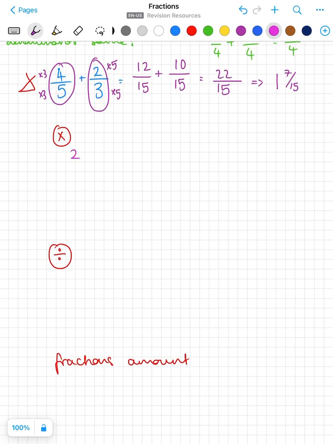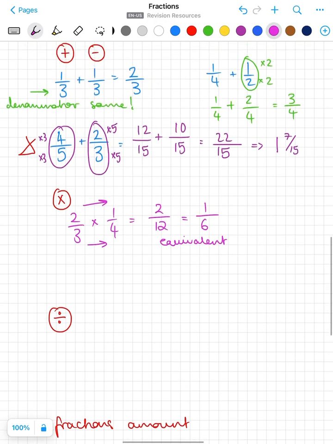Multiplying with fractions, 2/3 times 1/4. Nice and easy with multiplying, you multiply straight across. 2/12. Which can be simplified, both are divisible by 2, to 1/6. What we call these are equivalent fractions. They are the same, we've just simplified it down. 2/12 is the same as 1/6, which is why we can multiply up fractions, because 10/15 is equivalent to 2/3.